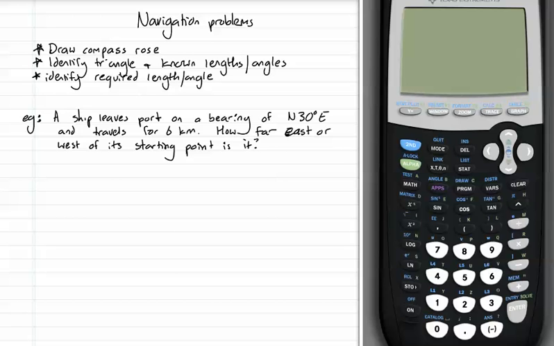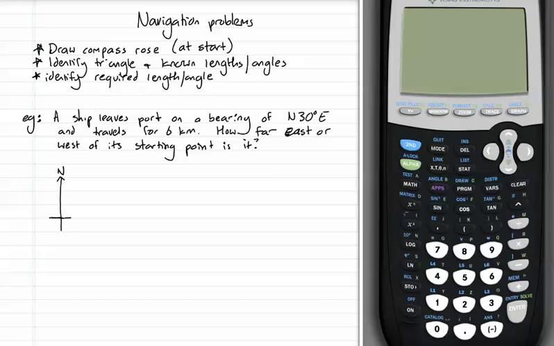There's a set of processes that we must follow with navigation problems. You draw a compass rose and you always start with the center of the compass rose at the start of the trip. You may need to draw more compass roses if your ship or whatever's traveling changes direction, but you start with a compass rose at the start. It's always very important to read the question quite carefully.